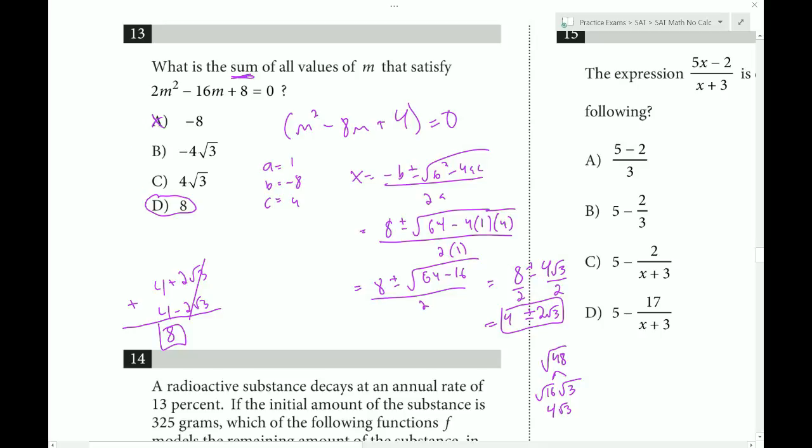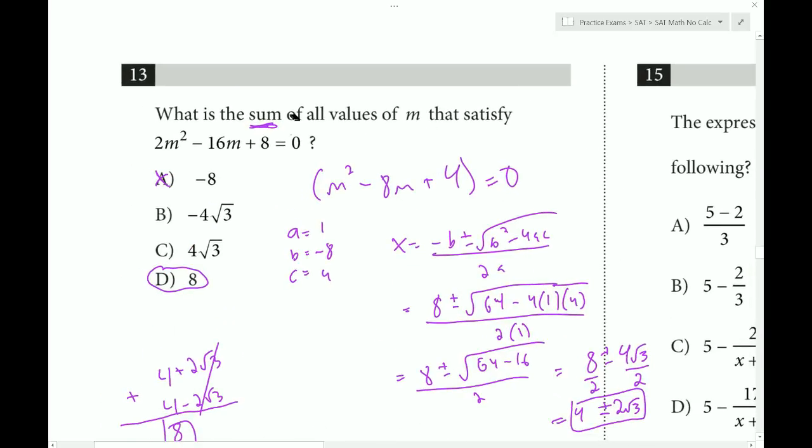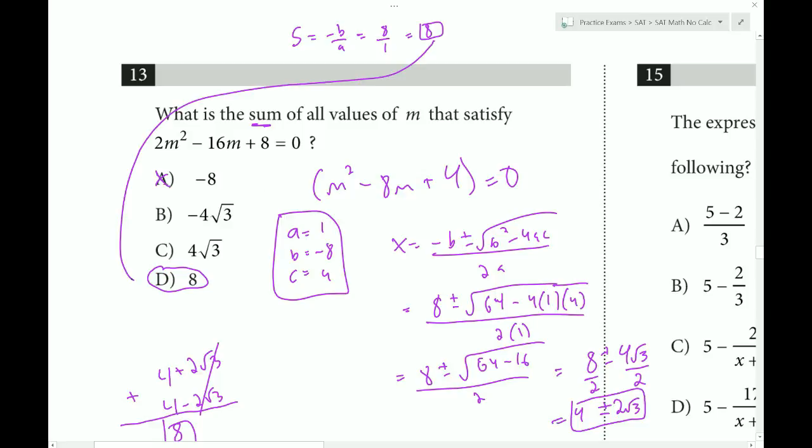Now, you might be wondering if there's a shortcut, and actually it turns out there is. Since they're asking about the sum of values of m that satisfy this situation, as opposed to the actual roots, what we can do is use our sum formula. So the sum is equal to negative b over a, right? Once we got our a, b, and c, we can just put negative b, so negative of negative 8 is 8, over a, which is 1. So the sum is just going to be 8. Using that, we would have gotten it right away once we had our a, b, and c.